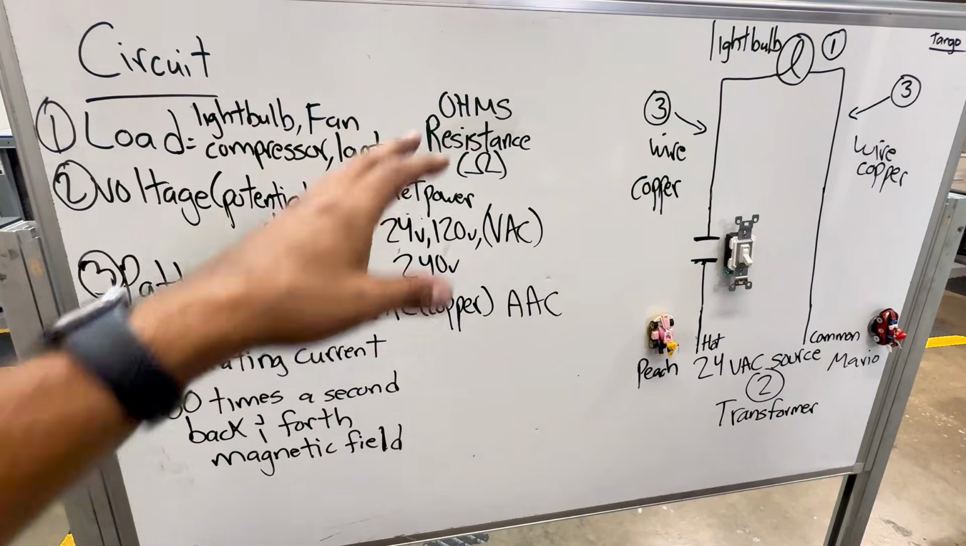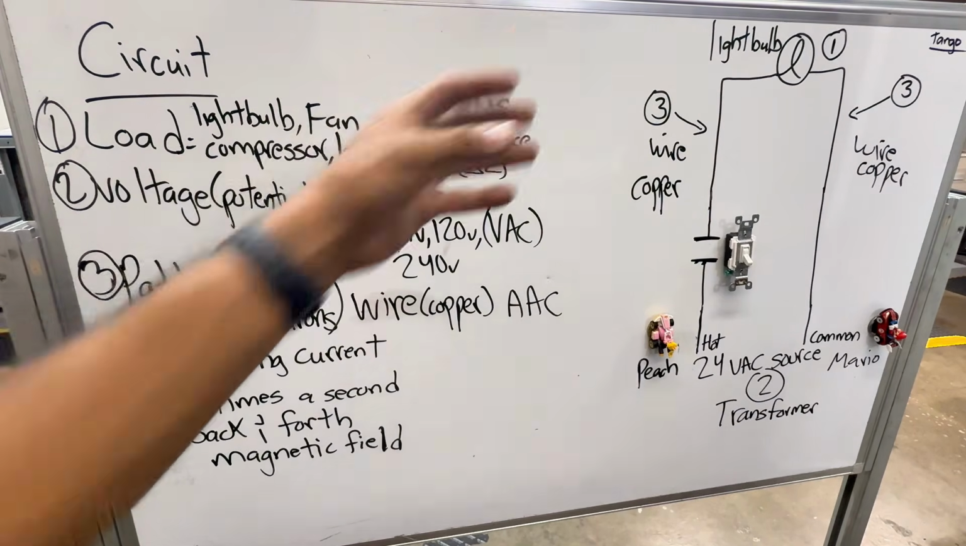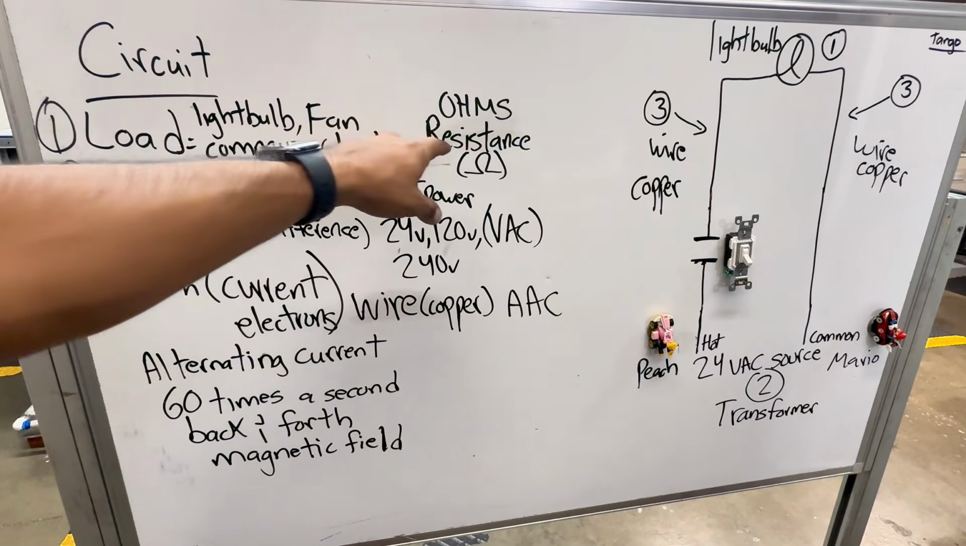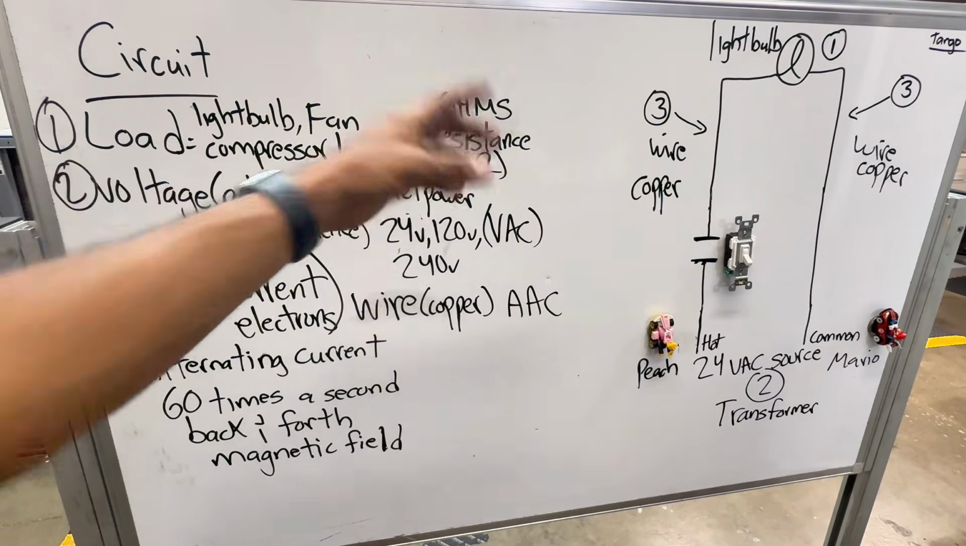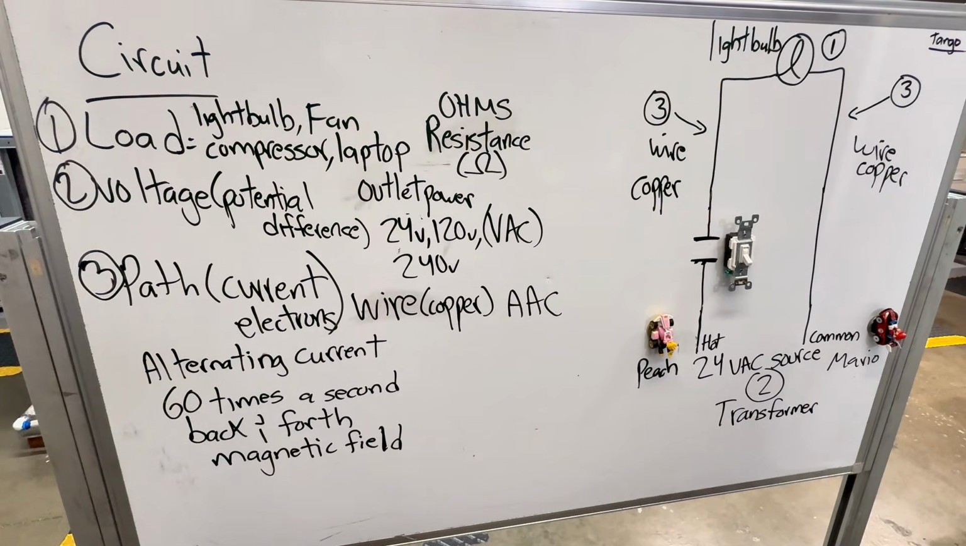Although we're not going to go too much into meters and how to use a meter, the way you use a meter, at least with the load, is you check it with ohms and resistance. A lot depends on what load you're checking, but this is the one you would use typically.